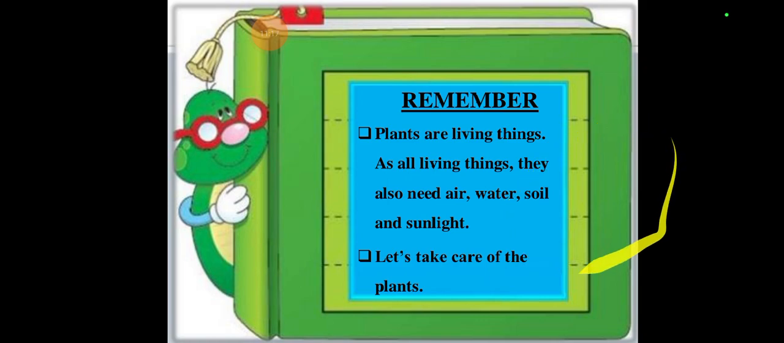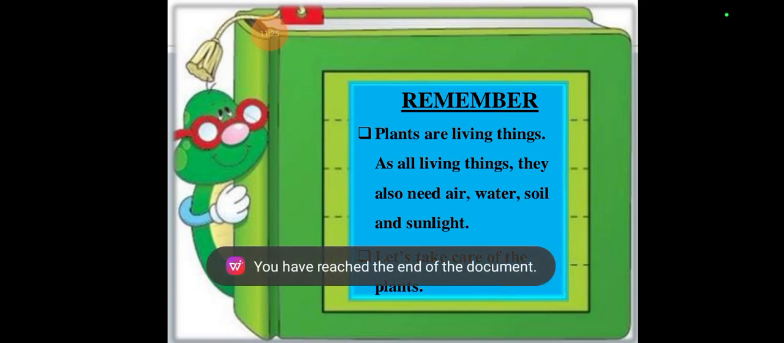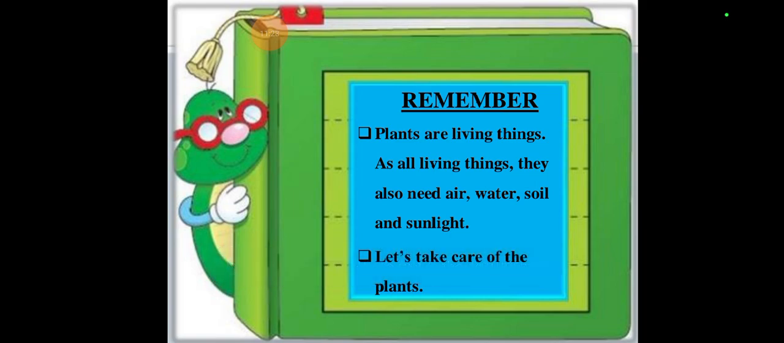Remember, plants are living things. Like all living things, they also need air, water, and sunlight. So we must treat them well. Let's take care of plants. They are also very useful and beneficial for us. We can't live on the earth without them.